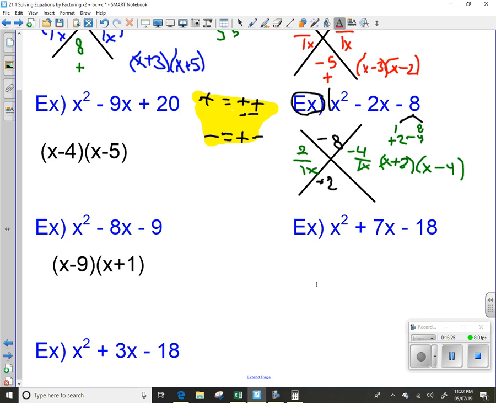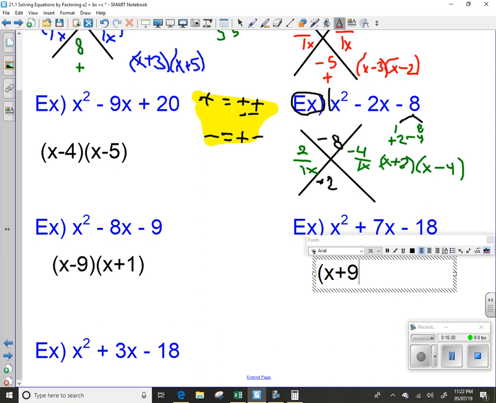The next one, I did factors of negative 18 that I'll add together to give me a 7. In this case, the larger number, the 9, is going to be positive at this time, but my 2 is going to be negative, because positive 9 plus a negative 2 will give me a positive 7 in the middle.